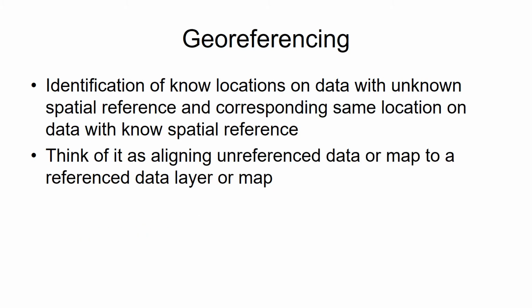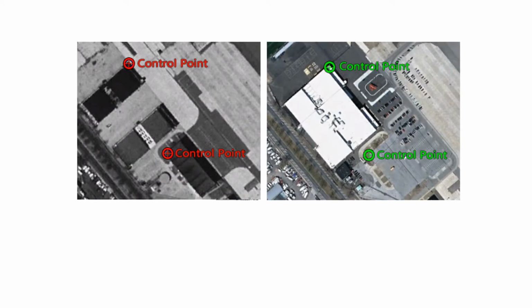Georeferencing is when you take a picture, an image, or a map, and you relate known locations on it to known locations on a layer that does have spatial information, and you use that so that you can then basically line up this and fix it so that it will then display properly. We do this using something called control points.